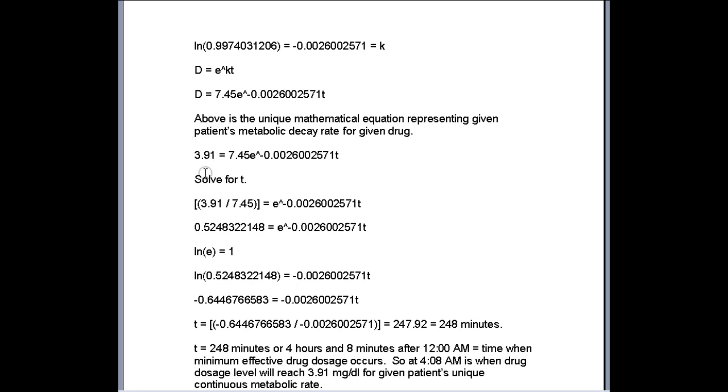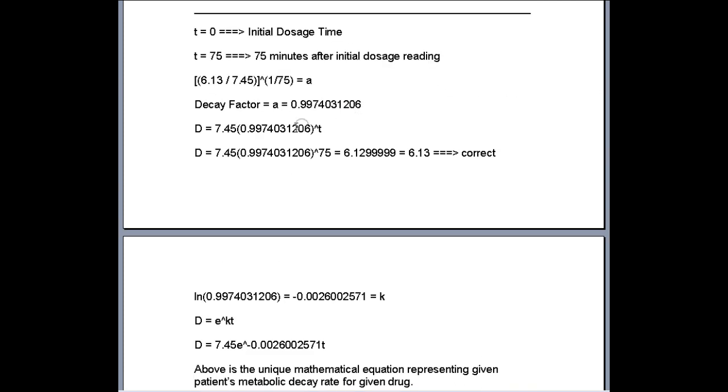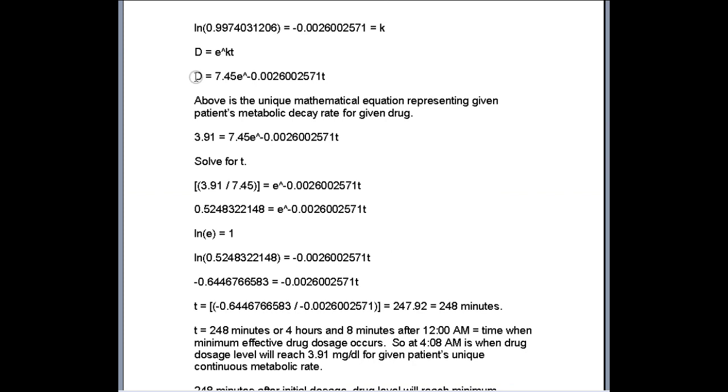We already know what the drug level will be for minimum effective dosage, but we don't know when, the time. Past 75 minutes, using the power function, we don't know it. This would not be correct. But converting it into a continuous function using this method of natural log of the growth or decay factor and then setting it up to e to the kt power, we now have a continuous function for anything greater than 75. We would be able to use this 75 minutes afterwards.